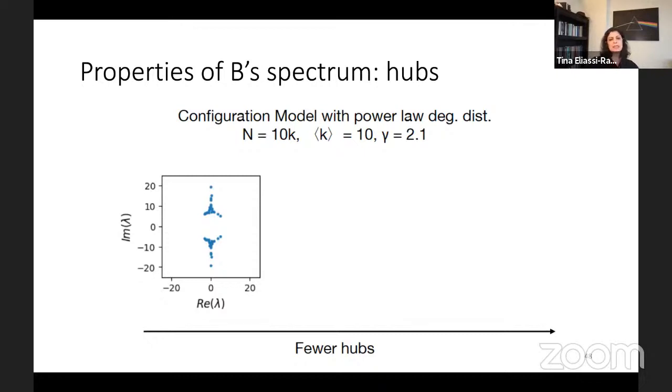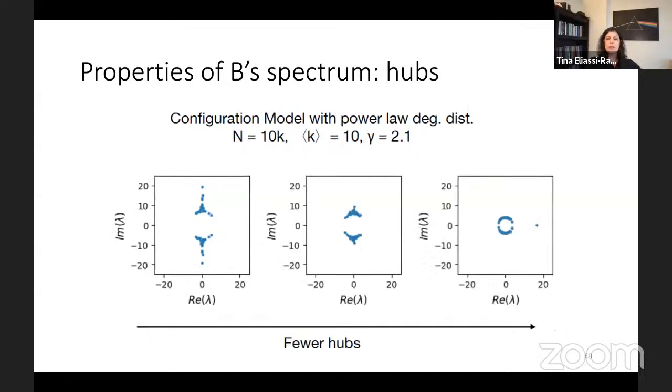And so what we see is that as my network has fewer and fewer hubs, my imaginary parts go away. The imaginary parts of the eigenvalues of B go away. Which I think is very fitting, in that as your stars go away, your imaginary parts go away as well.